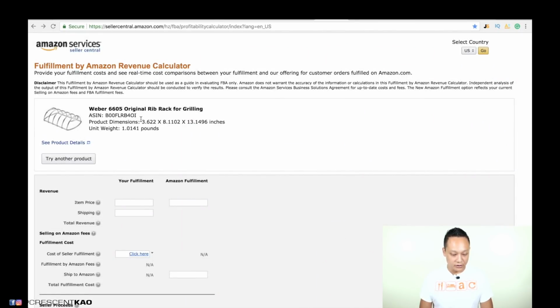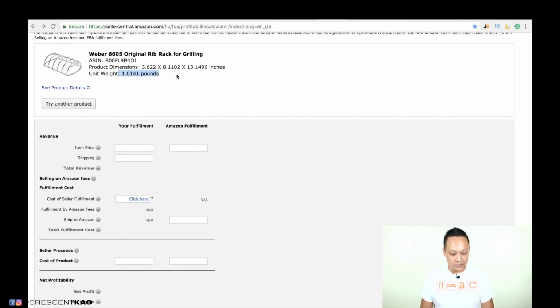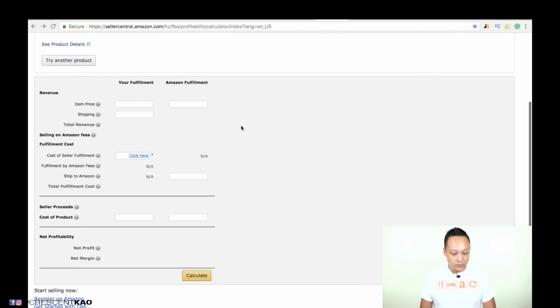So you have the product dimensions, which is important because the fees are going to be based on the size and weight. Okay, you can see the unit weight is here. Now, you're not going to use this field, this column here, the your fulfillment, because you're not the one fulfilling it. Amazon's fulfilling it. We're going to use Amazon's FBA service, fulfillment by Amazon. So the right column is the side you're going to be entering information. And the item price here is the price you want to sell your product for.